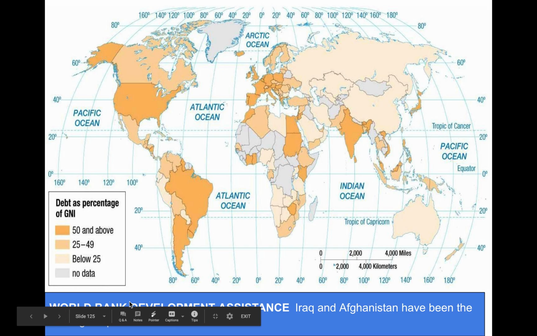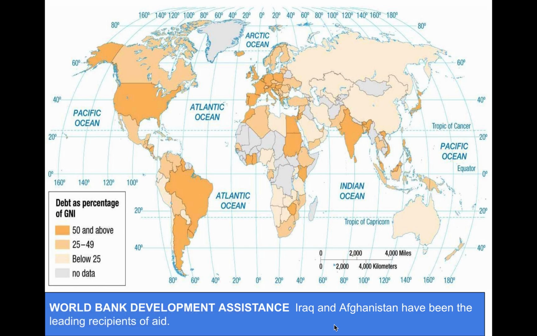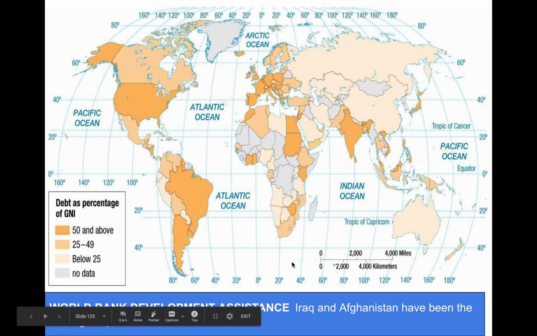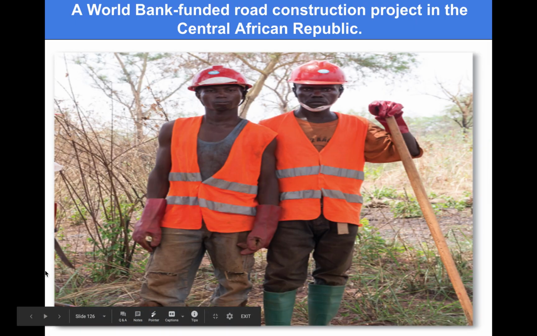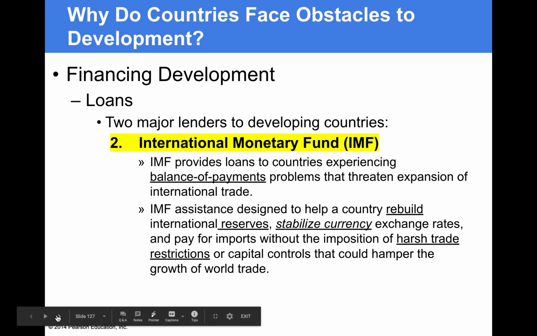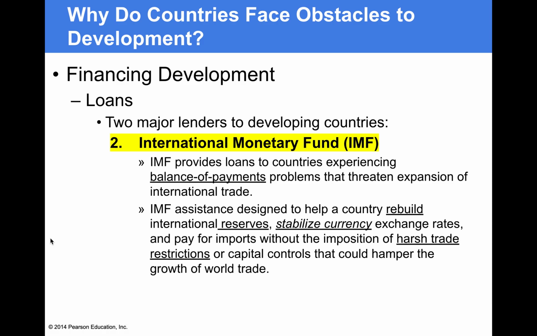And then we can look at debt, where again, the inability to repay the World Bank loans or foreign direct investment loans or IMF loans will result in the stopping of services or projects. Here's a picture of a construction crew in Central African Republic repairing a dirt road with funds from the World Bank. Another loan by the United Nations is the International Monetary Fund. The International Monetary Fund and the World Bank are the two major lenders in developing regions of the world.